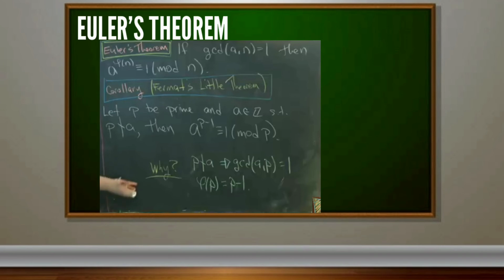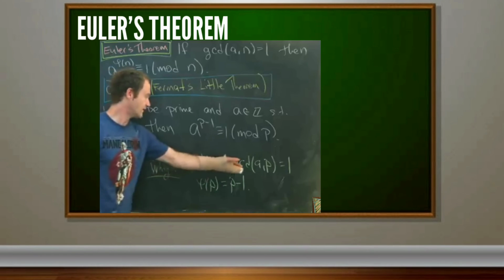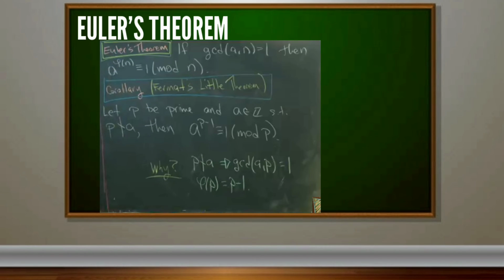So why is this such a quick corollary? Well, that's because when you're dealing with primes, saying p does not divide a is equivalent to saying that the GCD of a with p is equal to 1. And then furthermore, phi of p is equal to p minus 1. Well, let's just think about that. You're counting up all of the numbers between 1 and p that are relatively prime to p. Well, that's clearly going to be everything except for p. So that's why we get p minus 1 there.